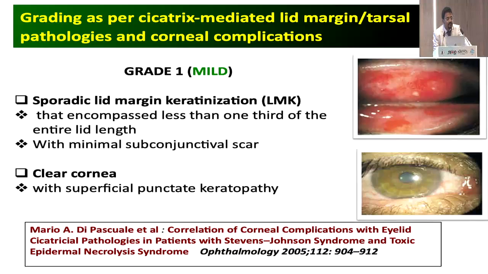So for grading, this is by Mayo Pasculi et al. That grading is as per the cicatrix-mediated lid margin or tarsal pathologies and corneal complications. So grade 1 is mild, there is sporadic lid margin keratinization. You can see that this is sporadic and less than 1/3 of the entire length of the lid margin, with minimal subconjunctival scar. And in these cases, the cornea is clear. So this is grade 1.